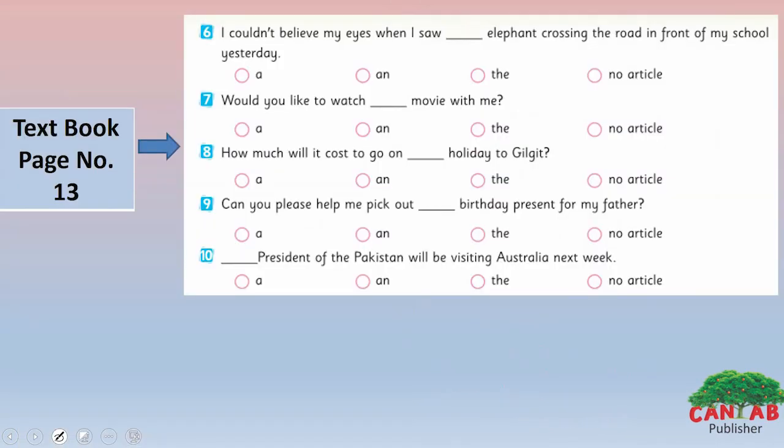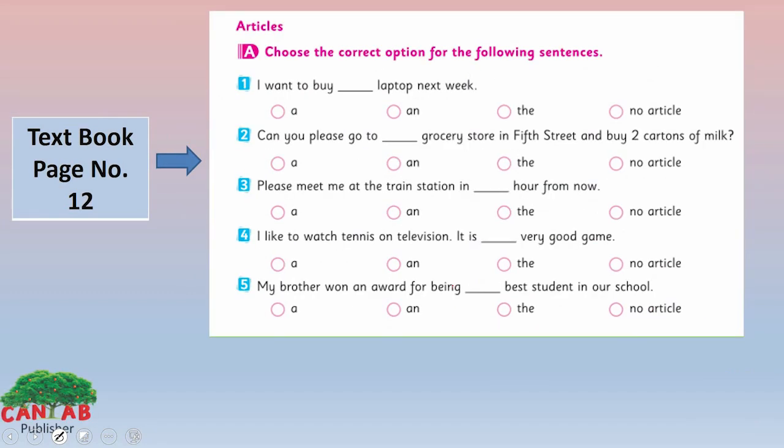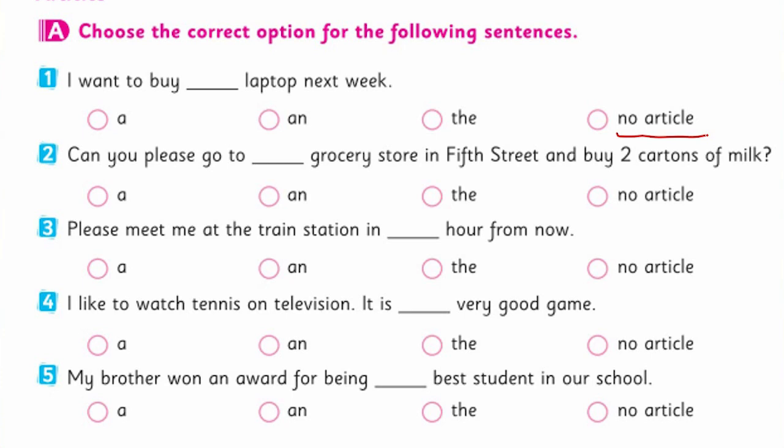Now look at the exercise. We have given 4 options for each sentence. You have to choose the right option here. We have a no article option too. If you think there is no need to put any article, choose the no article option. Look at the first one. I want to buy a laptop next week. Here we will choose a. Look at the second one. Can you please go to the grocery store in 5th Street and buy 2 cartons of milk? Here 5th Street is specific, a proper noun, so we will add the here.